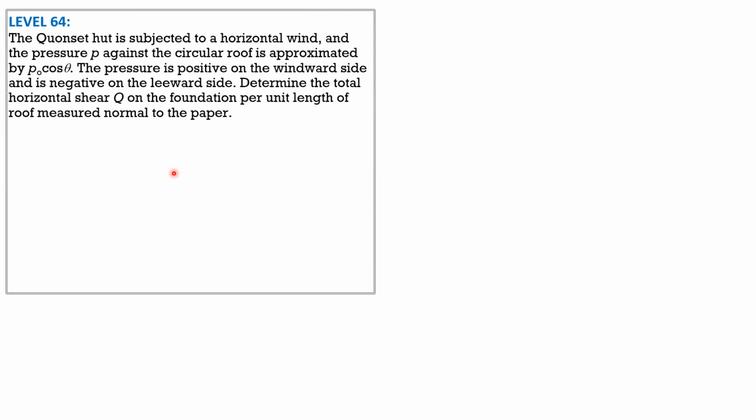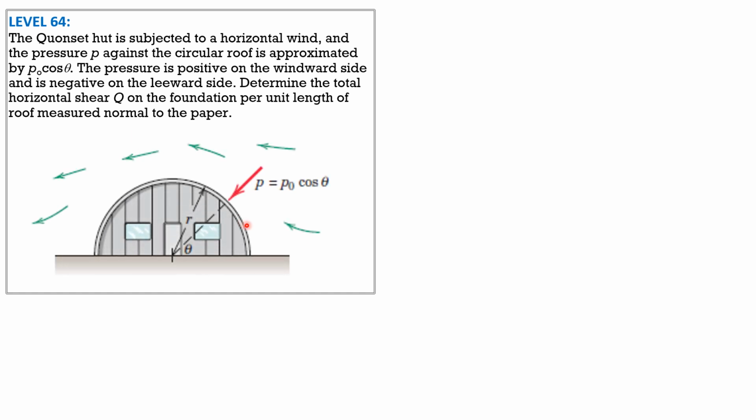Problem 64. The concrete hat is subjected to a horizontal wind, and the pressure P against the circular roof is approximated by P sub O cosine of theta. The pressure is positive on the windward side and is negative on the leeward side. Determine the total horizontal shear Q on the foundation per unit length of roof measured normal to the paper. So here is the given figure and the situation.